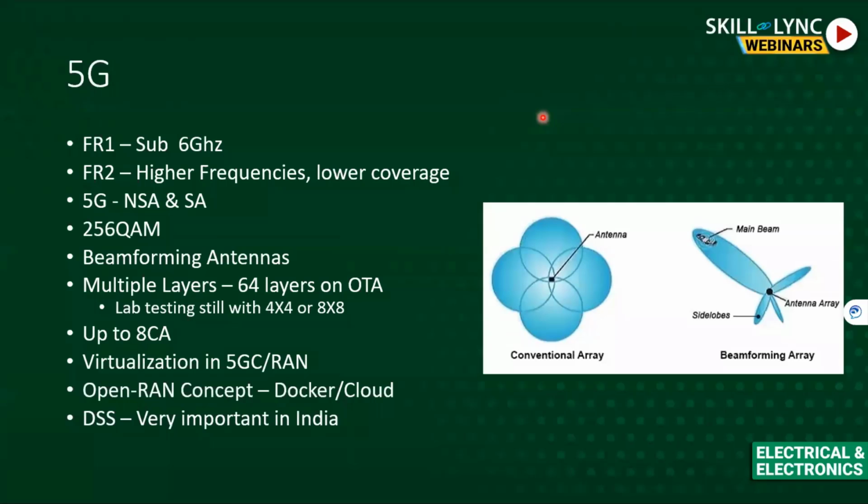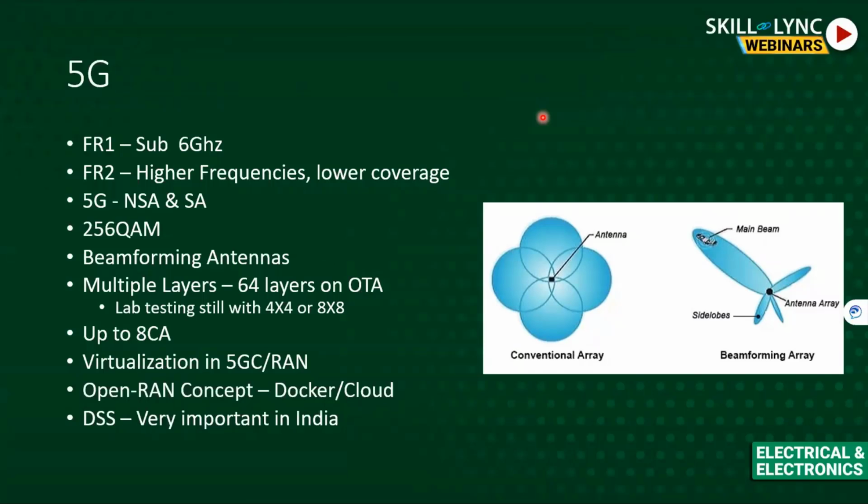I mean, when I say there will be no 64 QAM, if the condition is bad, if the UE is in poor conditions, obviously the throughput will decrease and the modulation will reduce to 64. But 5G will get introduced with 256 QAM as the baseline.